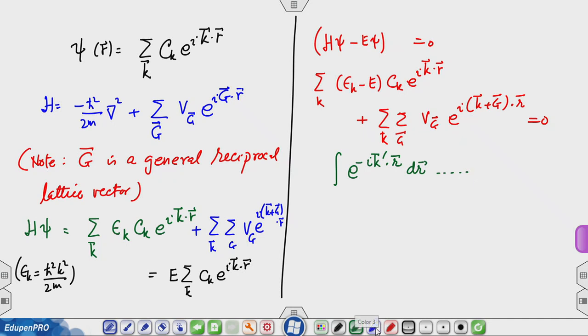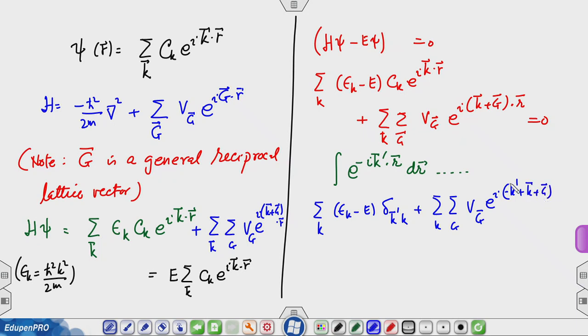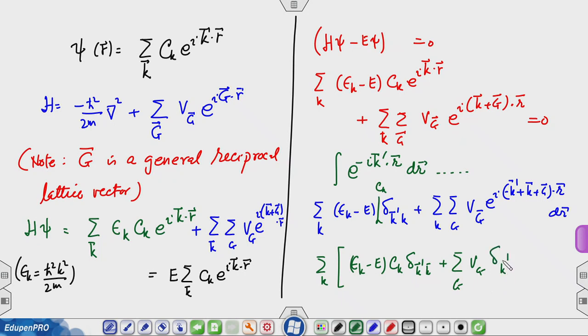Taking proper care of normalization and all that, what you get on the left hand side is going to be summation k epsilon k minus E delta k prime k plus summation k summation g V g e raised to I minus k prime plus k plus g dot r dr, which is nothing but summation over k epsilon k minus E c k delta k prime k plus summation over g V g delta k prime comma k plus g is equal to 0. This is true for each k.